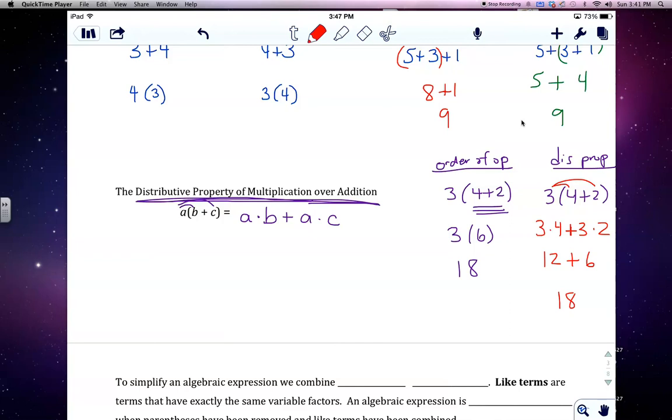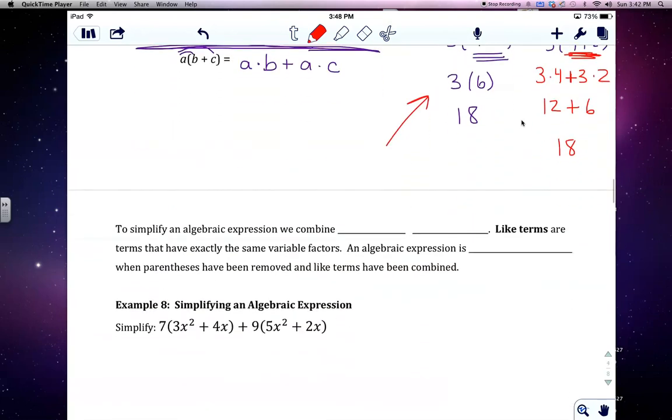If it were just numbers I'm working with, then you probably just want to do it this way. But what if I have something inside the parentheses, and you couldn't add them together? What if I had x plus 2? You can't add x plus 2. Then the distributive property becomes really important, and we'll see that in an example later on. So keep that in mind. The distributive property and order of operations both give you the same answer, but sometimes you can't do the order of operations because you can't add these two together. And we'll see an example in just a minute.